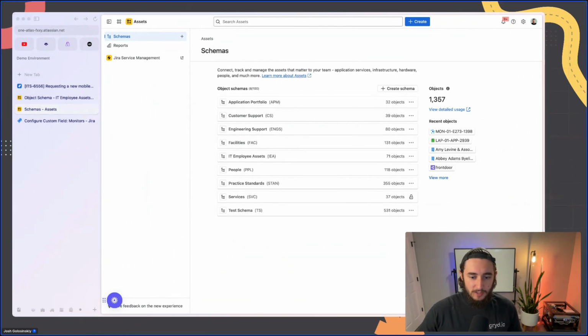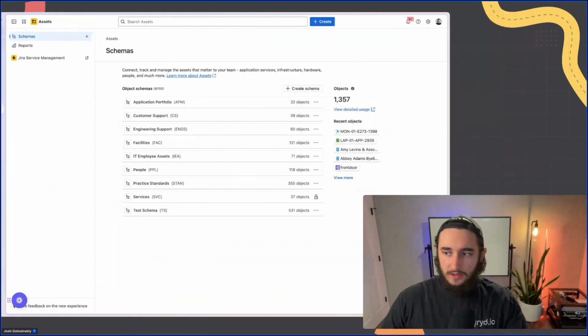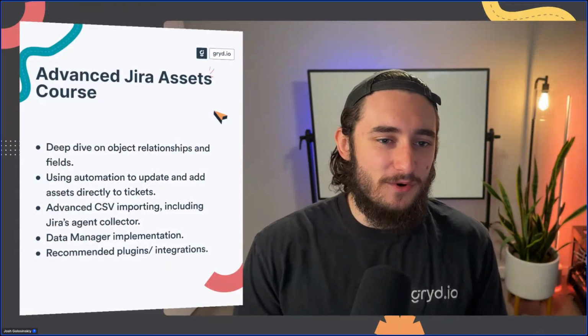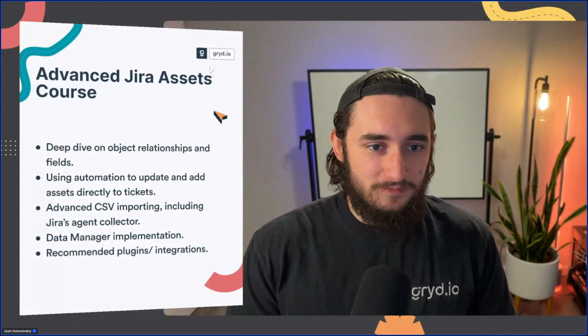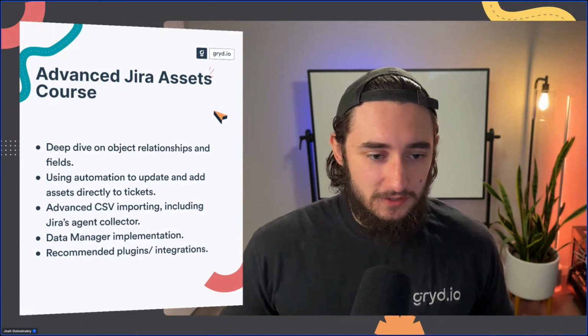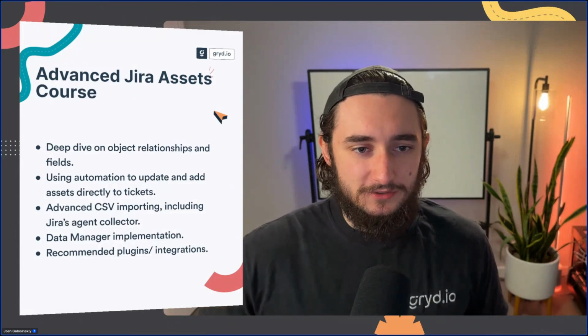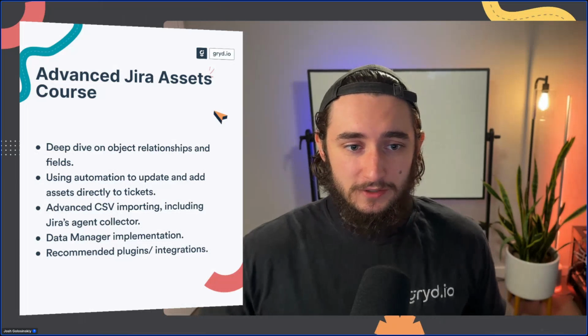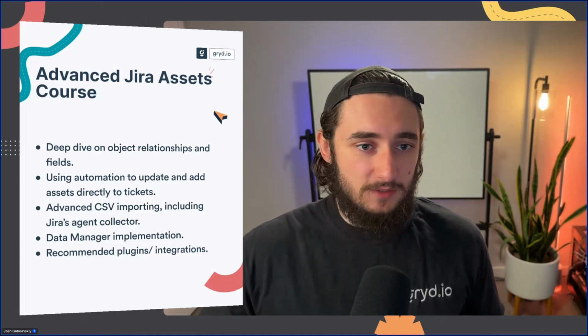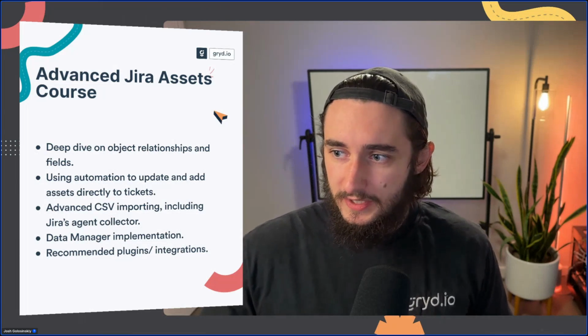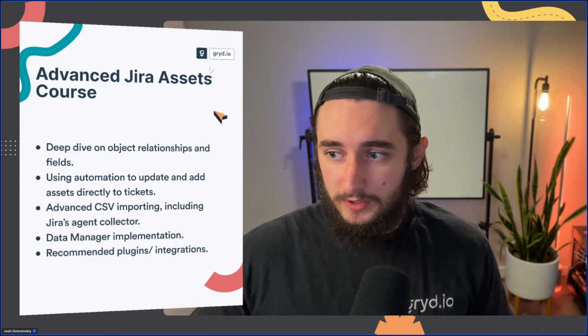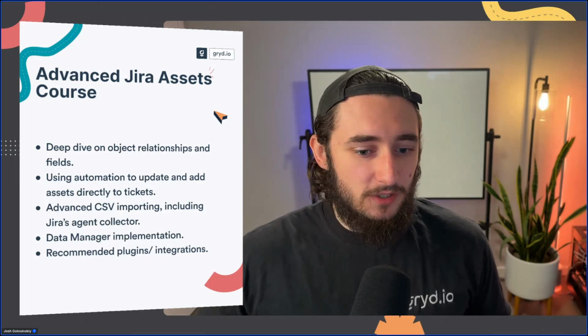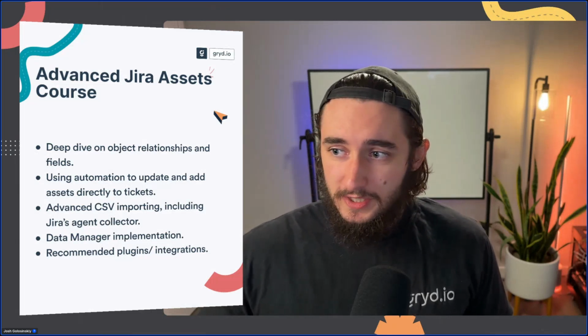All right, we have some questions popping in. One question that I do get asked all the time that I wanted to cover is, is there going to be a more advanced version of this? So we went over all the basics and how to get started, but the most common question that we get is, is there going to be something more advanced on how to use automation with assets, how to dive deeper into object relationships, using advanced CSV importing, using Data Manager, recommended plugins and integrations. So those are questions we get asked all the time.